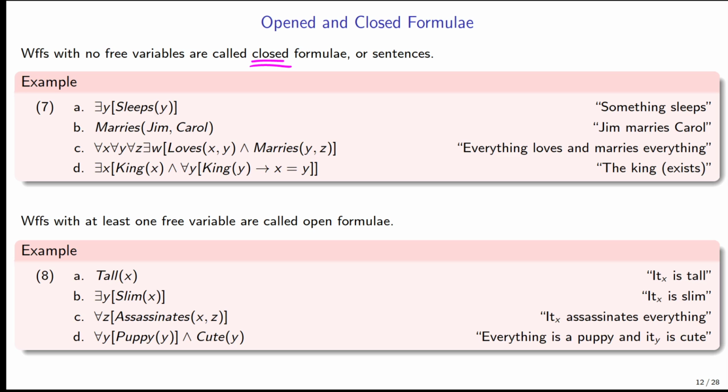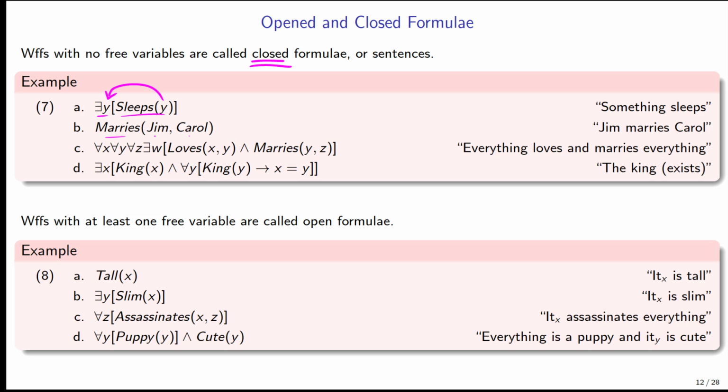So, for example, exists a y, sleeps y. This is closed because y is bound by the existential, and this could be translated as something sleeps. So there is some y such that y sleeps. Marries Jim Carroll is also closed because there's no free variables. This could be translated as Jim, the subject, marries Carroll, the object.